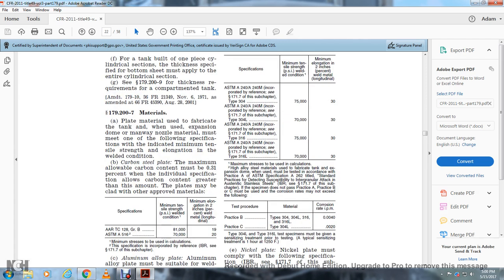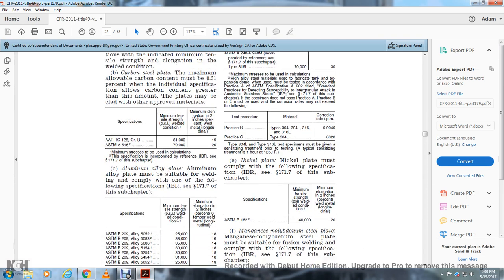Alright, 179.207, materials. The plate material used to fabricate the tank and the expansion dome with the manway nozzle must meet one of the following specifications, with the indicated minimum tensile strength and elongation in the welded condition. Carbon steel plate: the maximum allowable carbon content must be 0.30% of the individual specification. Plates with carbon content greater than that amount might be clad with approved materials.